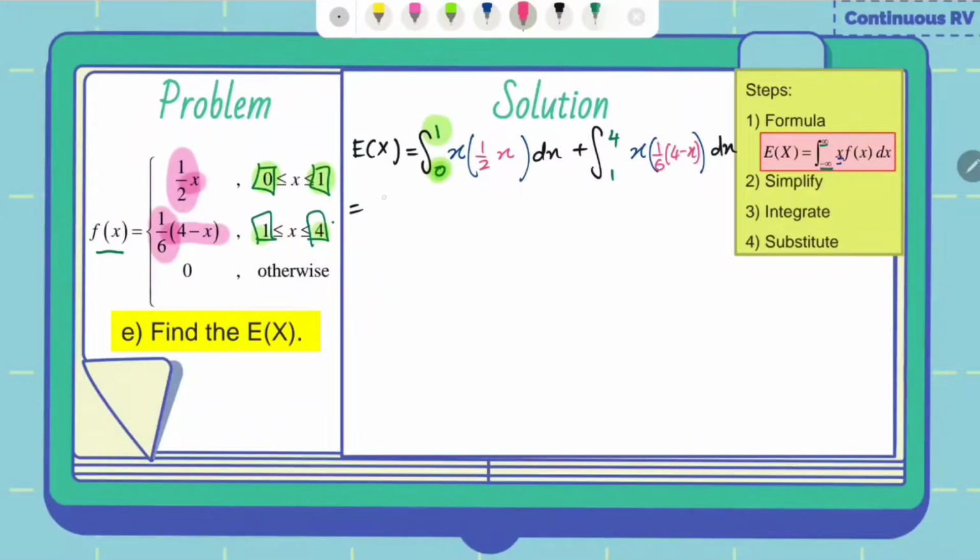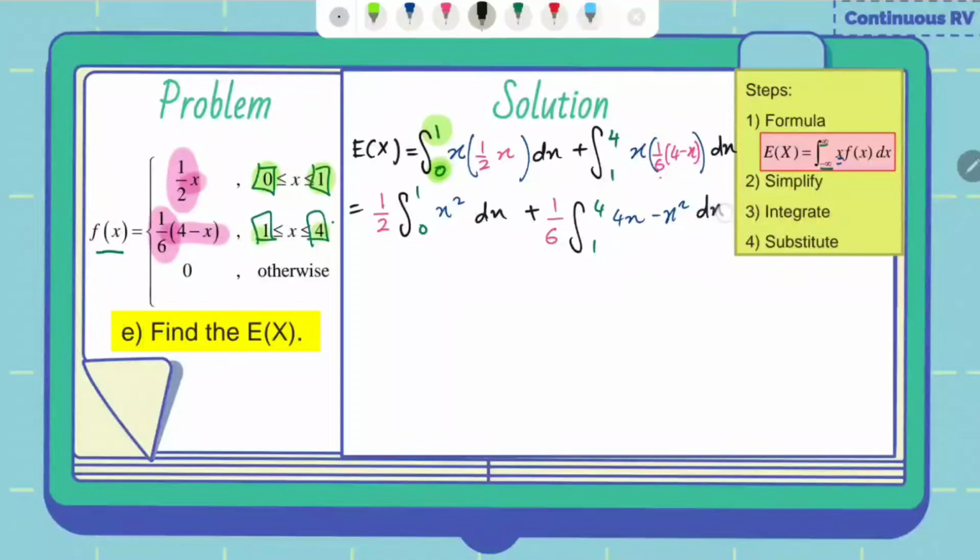I can see that there is a constant as well. So, to make my integral easier, I'm going to take out the constant 1 over 2 outside. Writing down the limit, and then x multiplied with x is x squared, dx. Sum it out with the next integral, and there's also a constant which is 1 over 6. You can take it out, and then write down the integral. Lastly, x multiplied with 4 is 4x. x multiplied with negative x is negative x squared. Don't forget to write dx behind them.